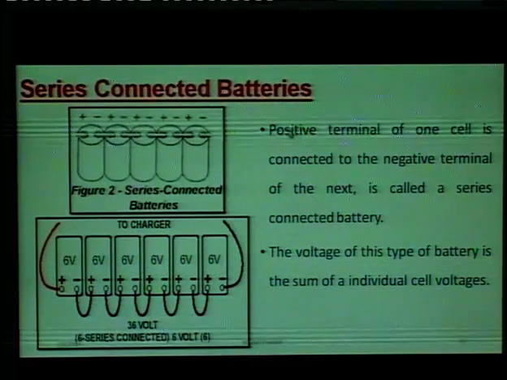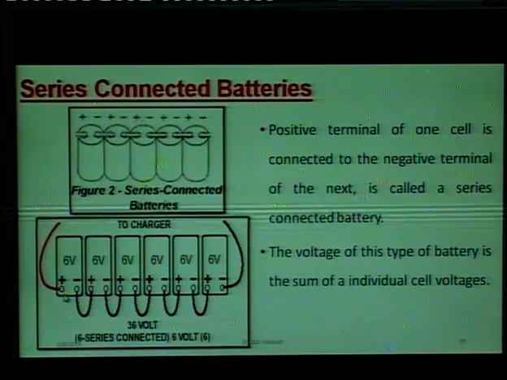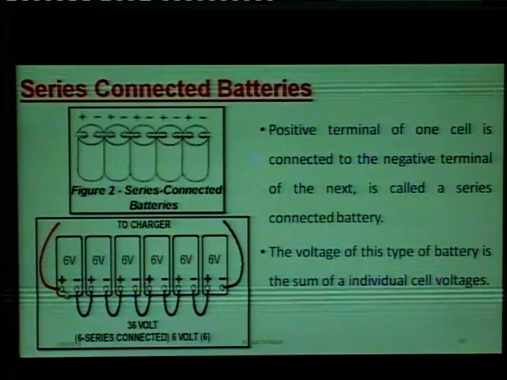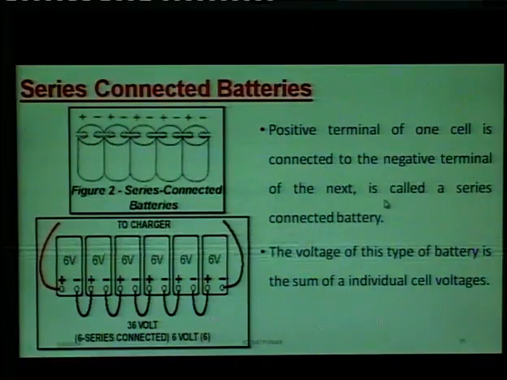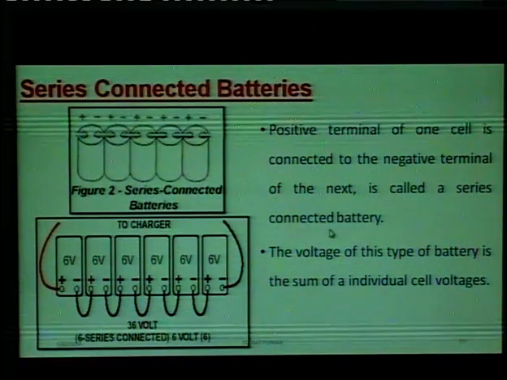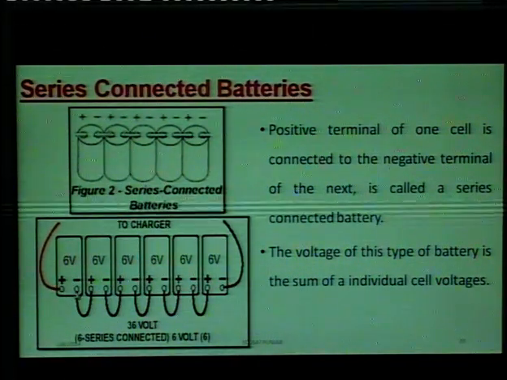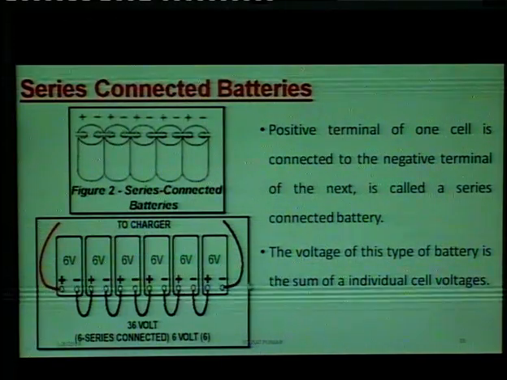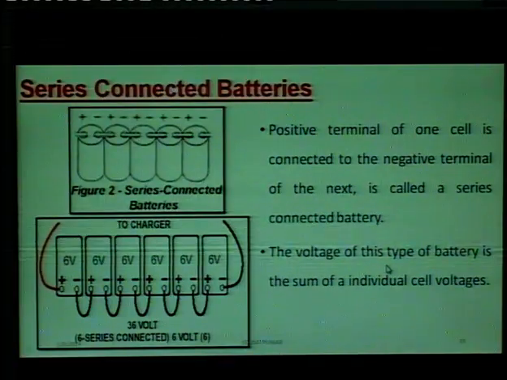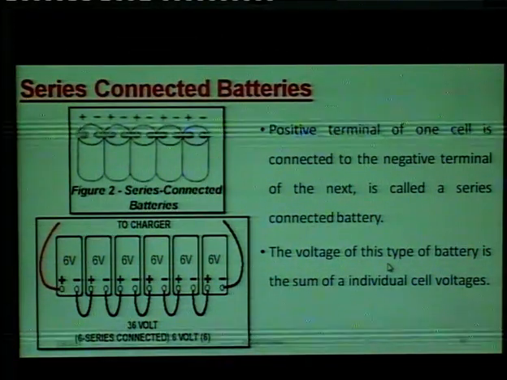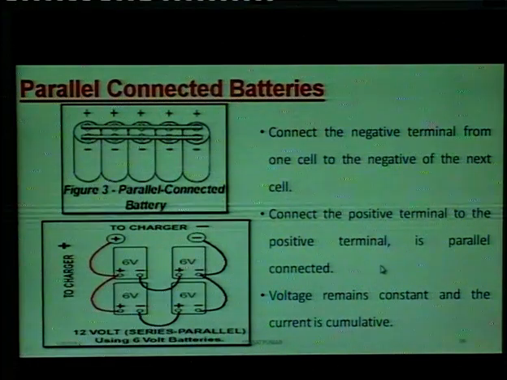How do we connect them? The positive terminal of one cell is connected to the negative terminal of the next, and it forms a series. Positive to negative, then positive to negative, and so on. The voltage of this battery is the sum of the individual cell voltages, and this is the parallel connected battery.